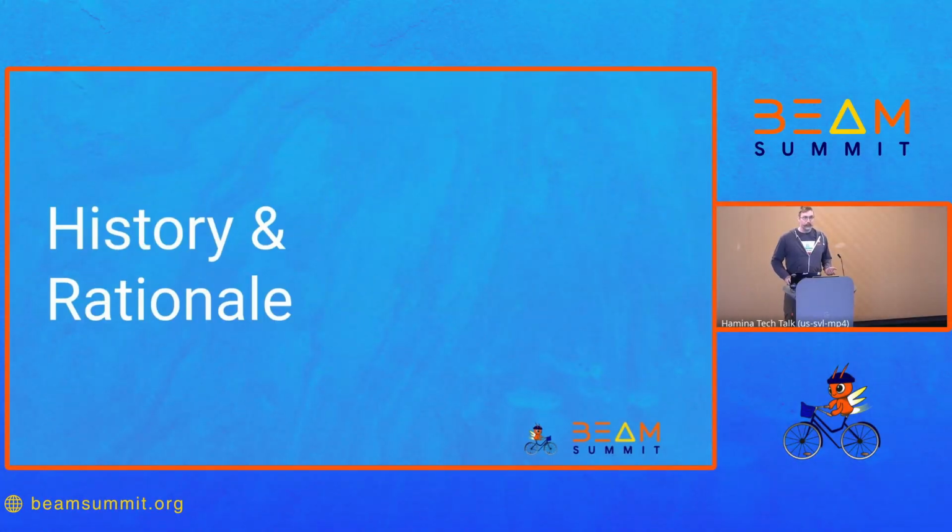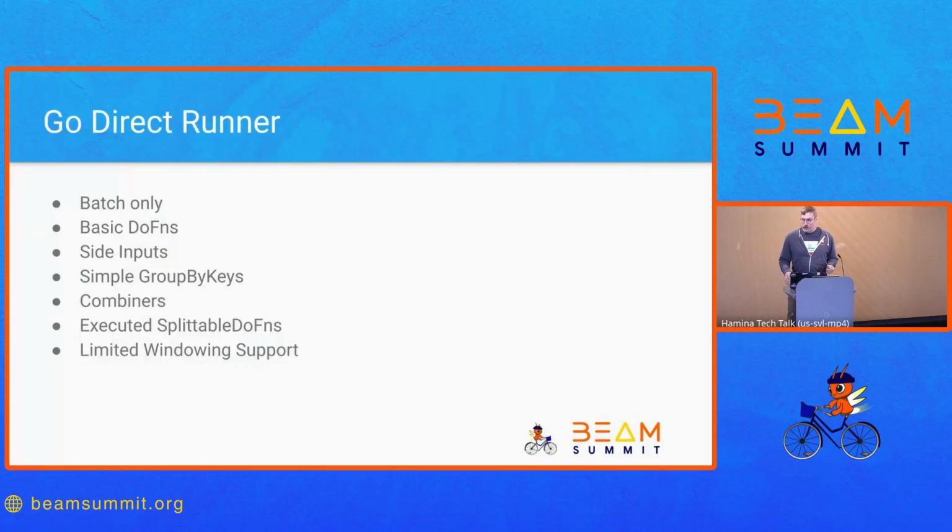So a little bit of history and the rationale of why I built Prism in the first place. First, there was the Go Direct Runner. This was back in 2016, 2017, when the Go SDK was just starting. We needed it because all the other languages, Python, Java, had their own little direct runners in order to do some local testing. The Java one had become more and more elaborate because it was where a lot of features were developed first. And this is just where you would develop those features first.